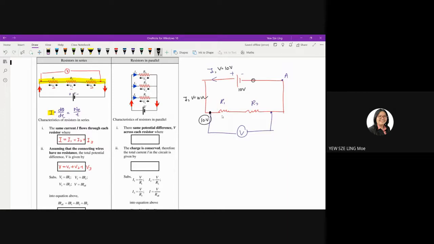And then as the current passes through R1, it experiences a potential drop. This V will drop. Why? Because part of the energy has been used to overcome the resistance in your resistor 1. So let's say resistor 1 comes with V1. After this 10 volt current passes through R1, it will experience a potential drop.